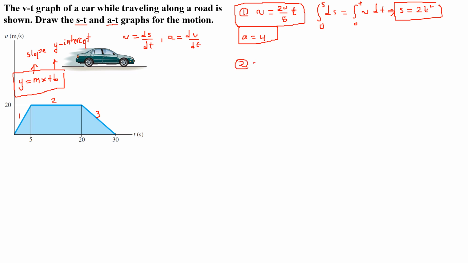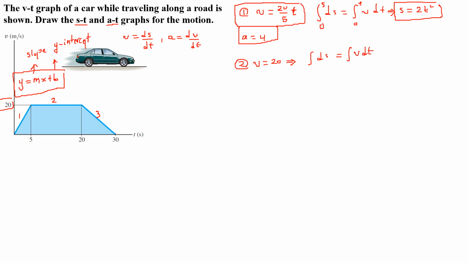For the second segment, V is simply constant, and how much is that? It's simply 20, so V is 20. Now we can find S: ds equals the integration also of V dt.